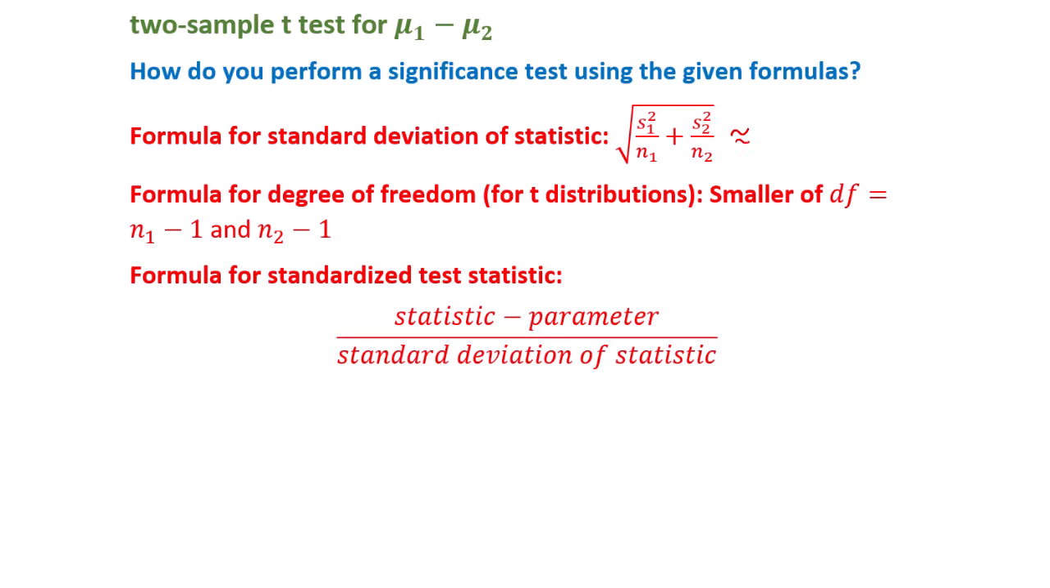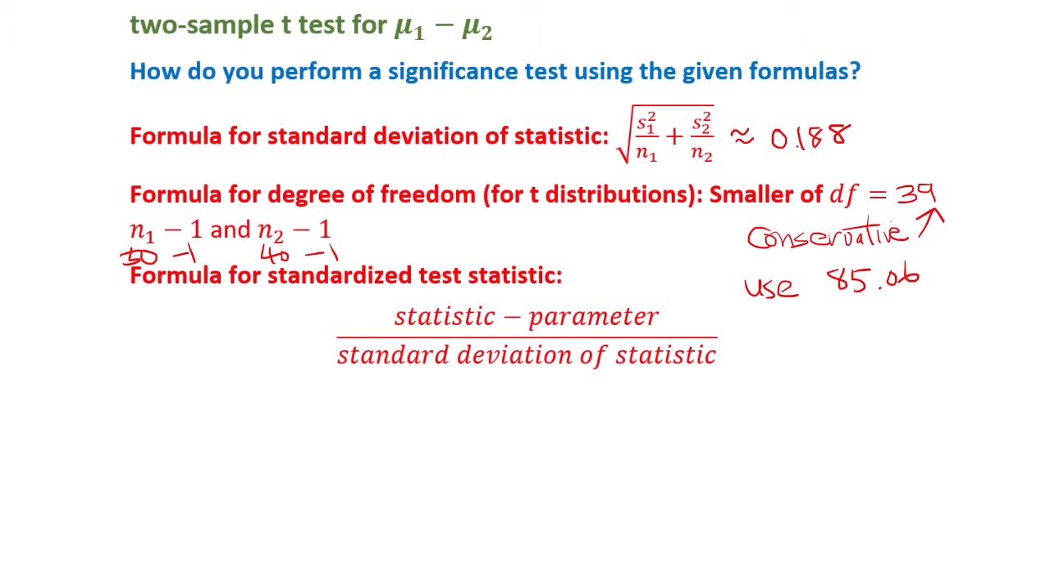How do you perform a significance test using the given formulas? The standard deviation of statistic formula is given to you on the exam, and we already calculated it. It's approximately 0.188. When you don't have a calculator, the degree of freedom is the smaller of one less than either sample size. So the conservative estimate of degree of freedom is 39. Now we're going to use the degree of freedom of approximately 85.06 that's calculated by the calculator for the remainder of the calculations here. The formula for standardized test statistics is also provided on the AP exam.